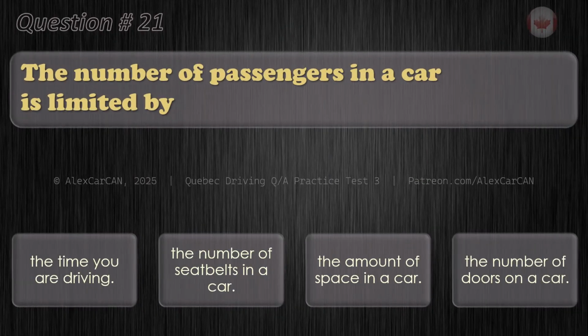Question number 21. The number of passengers in a car is limited by the time you are driving, the number of seatbelts in a car, the amount of space in a car, the number of doors on a car. The correct answer is the number of seatbelts in a car.